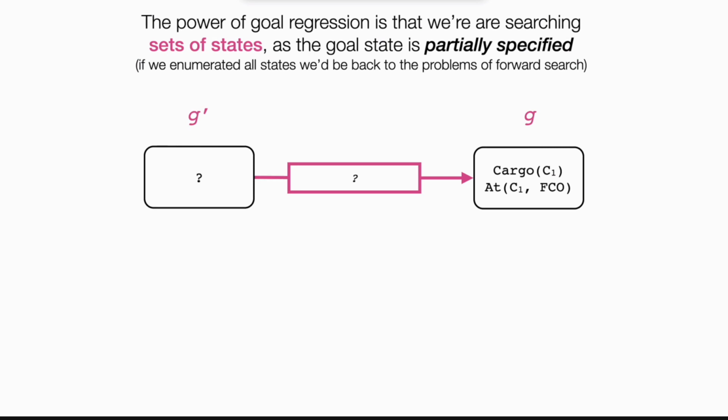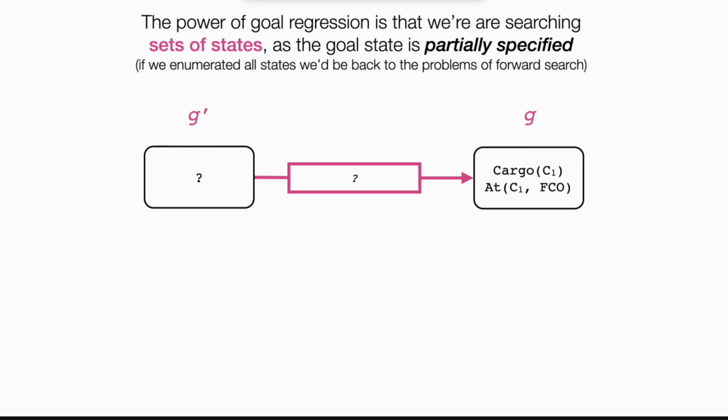So this is exactly why it works better. Because our goal states are partially specified, each one of our search nodes is representing a collection of states. Previously, in our forward search example or our navigation example, each search node represented exactly one state. Now, if we're doing goal regression, each search node represents a set of states, and therefore our trees are more efficient because we can look at more states in one go.